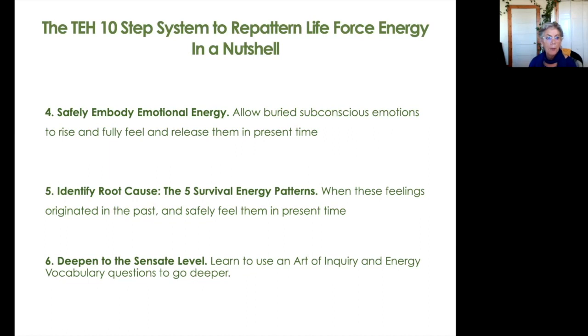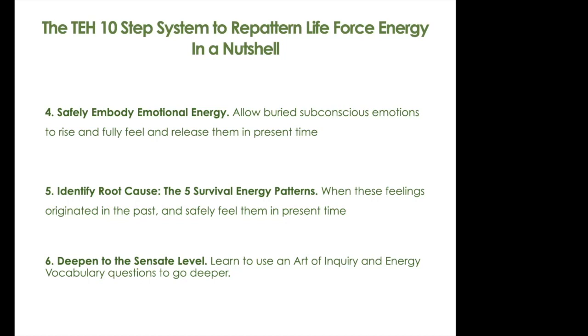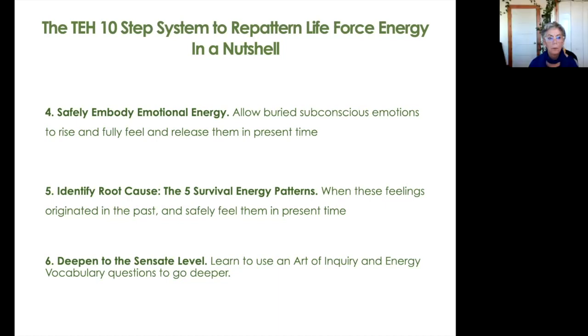Step five is to identify the root cause, where this came from. And this tracks into the 5 survival energy patterns, developmental stages we just talked about, when these feelings originated in the past, and how we can begin to safely feel them in present time. Step 6 is to deepen to the sensate level, to learn to use an art of inquiry. So this is an art of asking questions that come directly from the client's inner core, not from you imposing questions on the client. And then an energy vocabulary that helps you to take those questions deep, to help them go deeper, to get to the root cause.